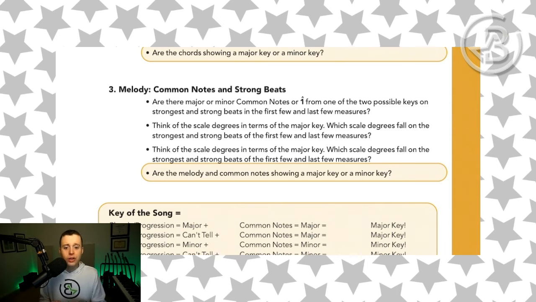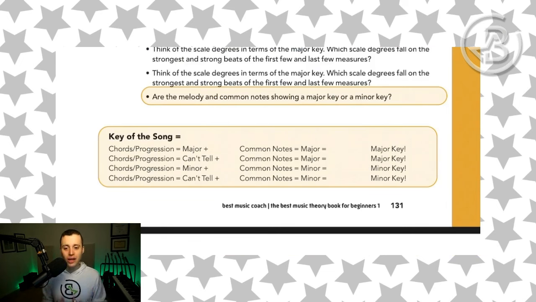Think of the scale degrees in terms of the major key. Which scale degrees fall on the strongest and strong beats of the first few and last few measures? Then think of the scale degrees in terms of the minor key. Which scale degrees fall on the strongest and strong beats of the first few and last few measures? Then ask yourself, are the melody and common notes showing a major key or a minor key? Lastly, take it all and put it all together.